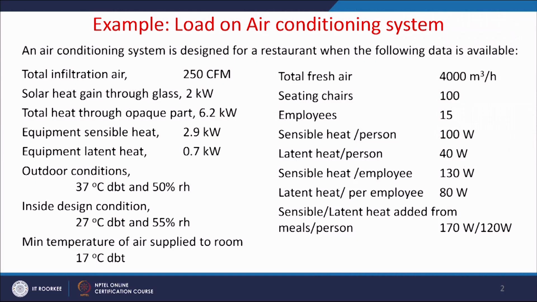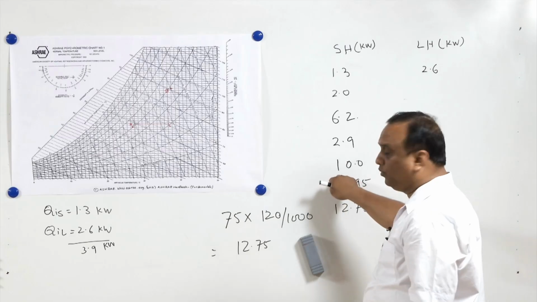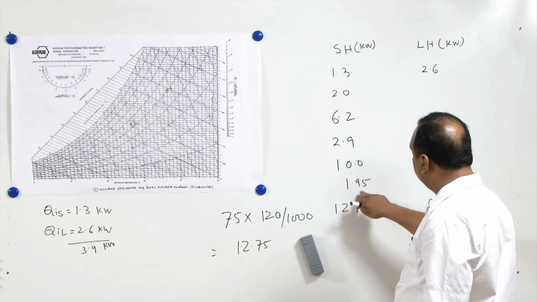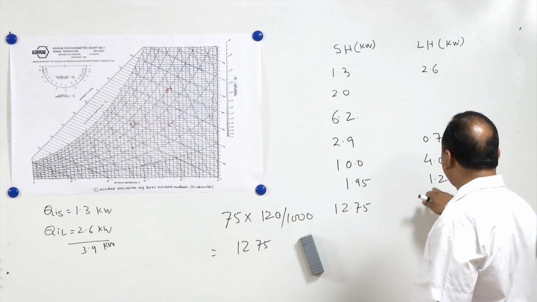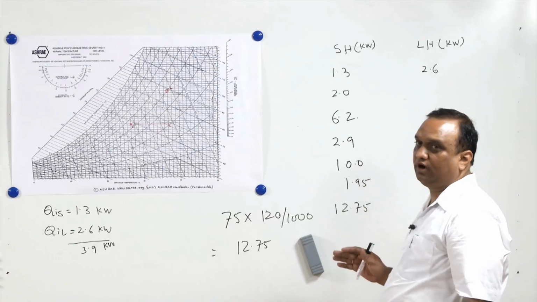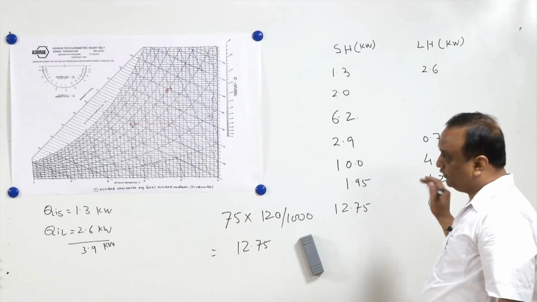So now we have, I think, all the loads on the building. That is due to infiltration; 2 kilowatts is coming from fenestration, direct solar radiations; 6.2 by opaque part of the building, walls, ceiling and the floor of the building; 2.9 and 0.7 are coming from the equipment in the restaurant, sensible heat and latent heat; 10 kilowatts occupants sensible load and 4 kilowatt latent heat load; 1.95 kilowatt is coming from the employees as sensible heat and 1.2 kilowatt as latent heat; and 12.75 and 9.0 kilowatt are the sensible heat and latent heat added by the food respectively.